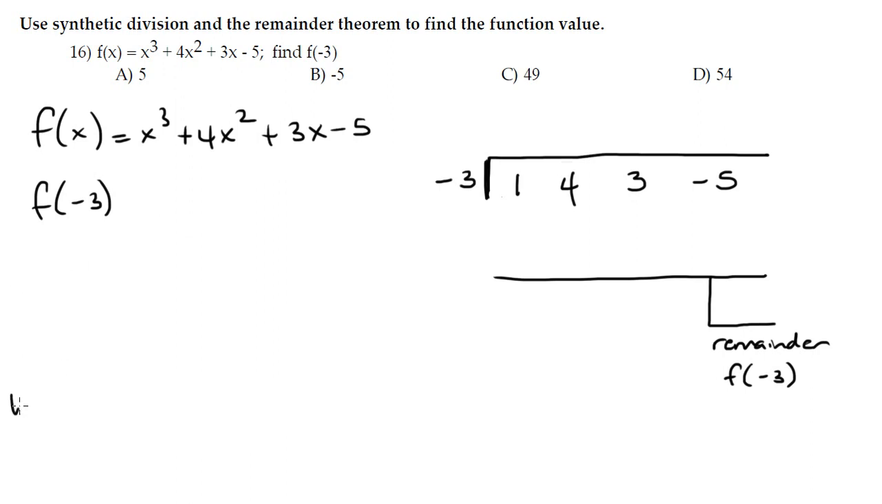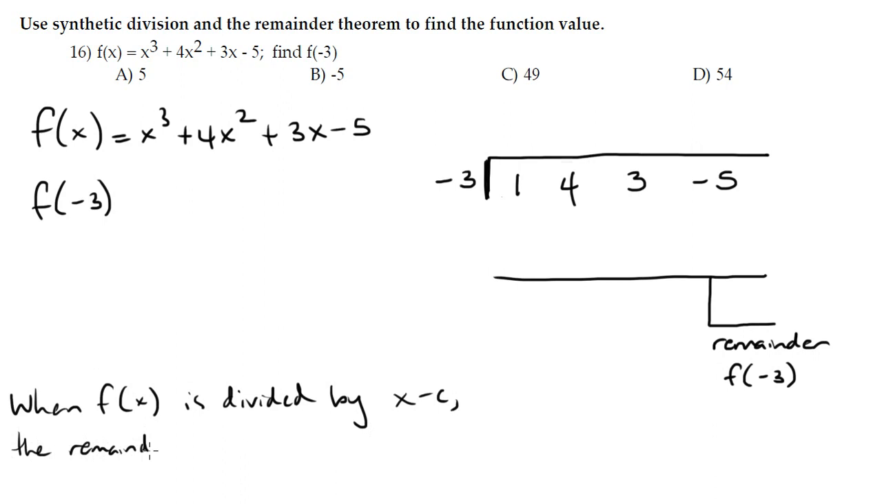I'll even write it out. When f of x is divided by x minus c, the remainder is equivalent to f of c. So this remainder is going to be f of -3.